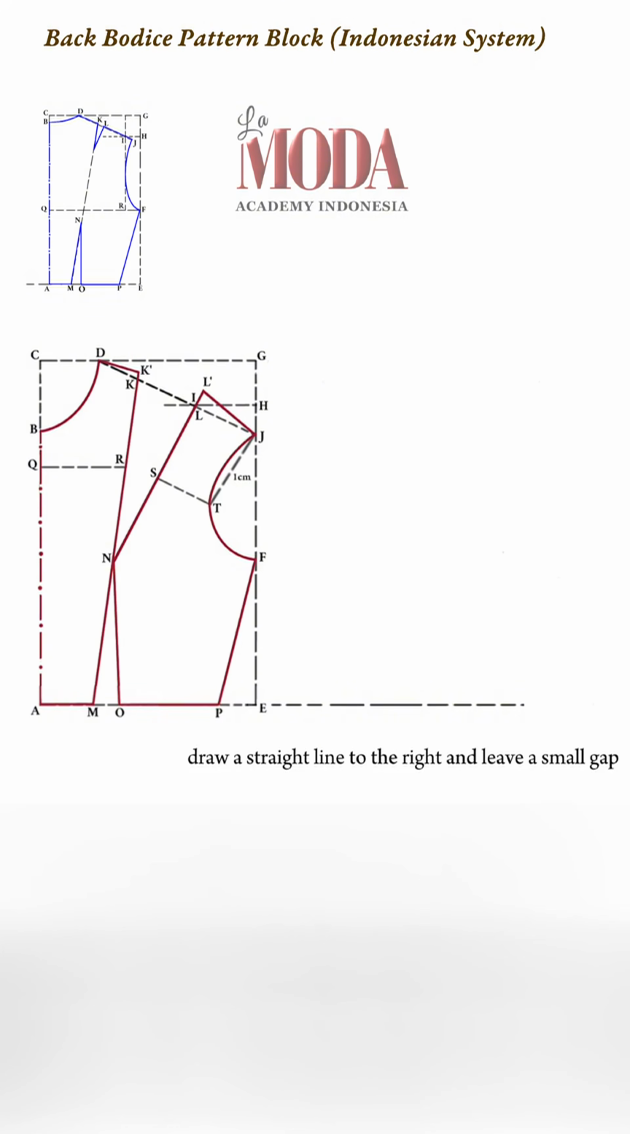Draw a straight line to the right and leave a small gap. Next, draw a vertical line upward perpendicular to the waistline as shown in the video. The drafting process for the back pattern is generally similar to the front pattern. The intersection of these lines is labeled as point A.